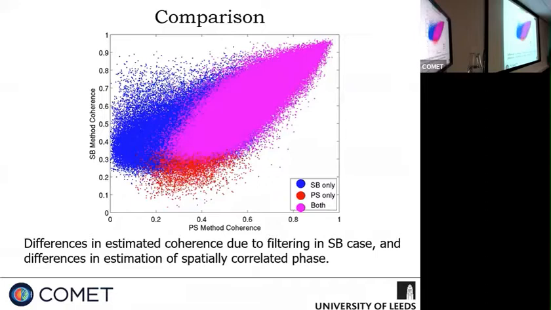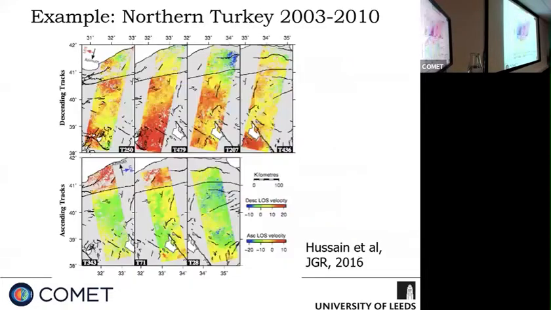This plot demonstrates the same thing again. So the pink pixels are the ones that are estimated both by small baseline and persistent scatterers. And these on the axes here are the coherences estimated. So this for persistent scatterers, this for small baseline. You see, for the pixels that are in common, we get a nice linear correlation between the two. And then we can see the small baseline blob is here, and the persistent scatterer blob is down here. So these are the pixels that are uniquely selected by each one. And what this tells us is that there is some value in combining the two methods as well. I'll get back to that later.